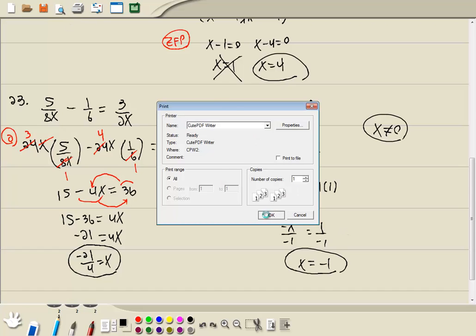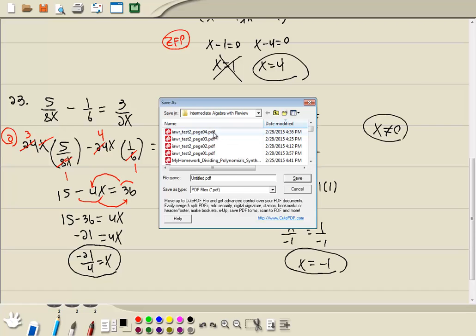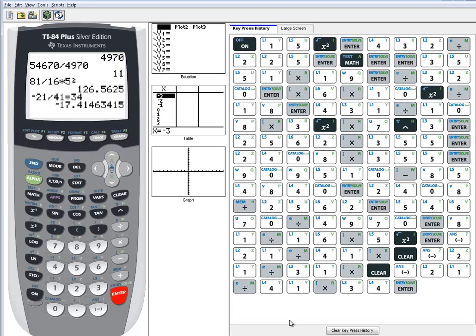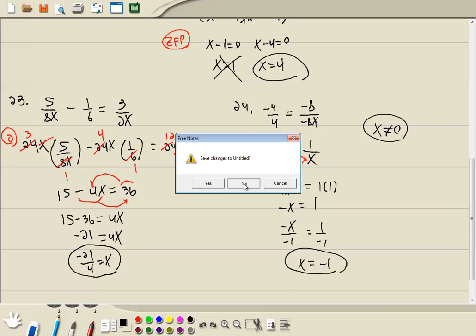Let me save this page. And start a new page, I guess. Or wait, yeah, start a new page.